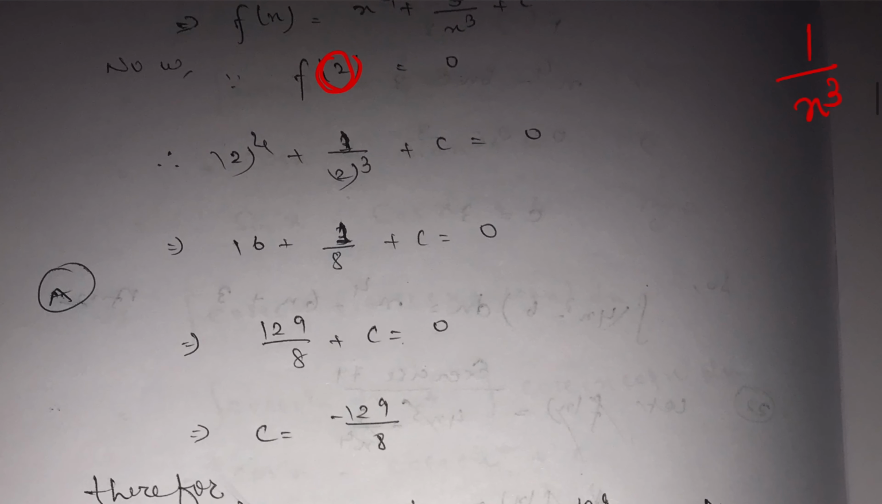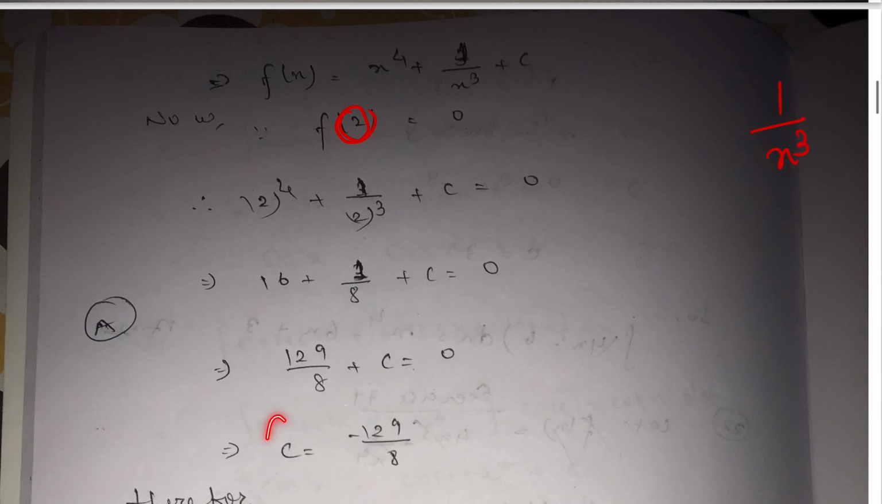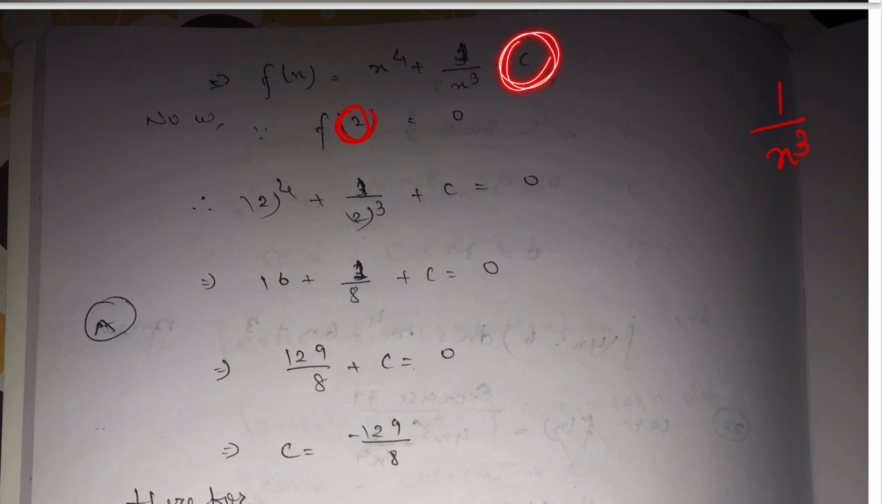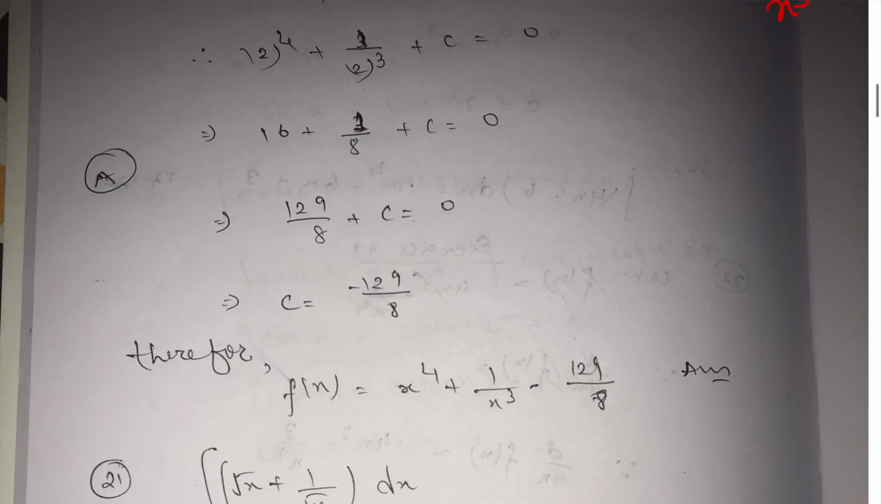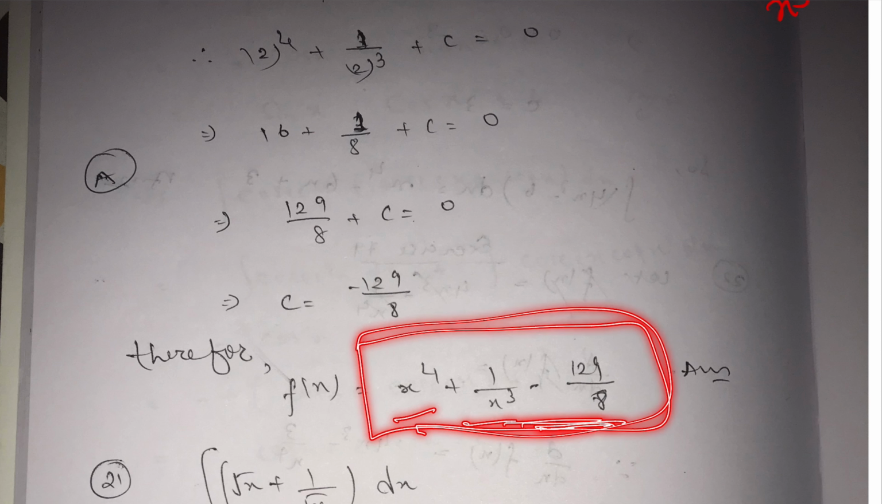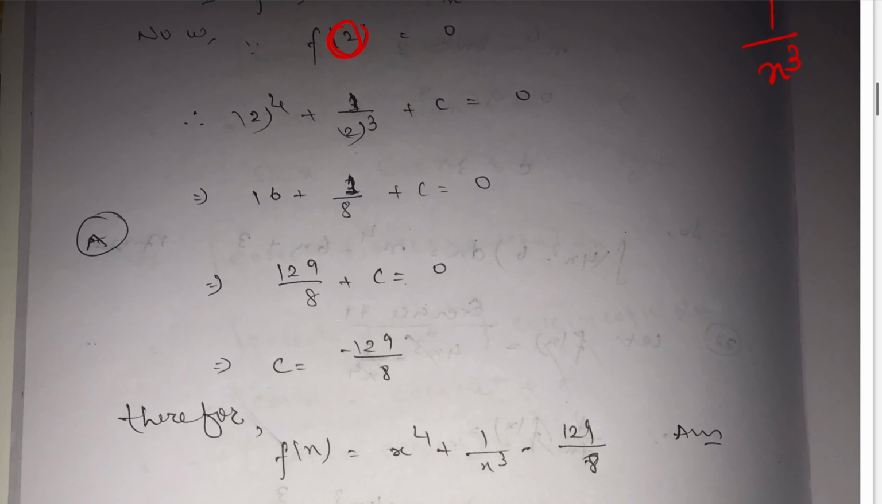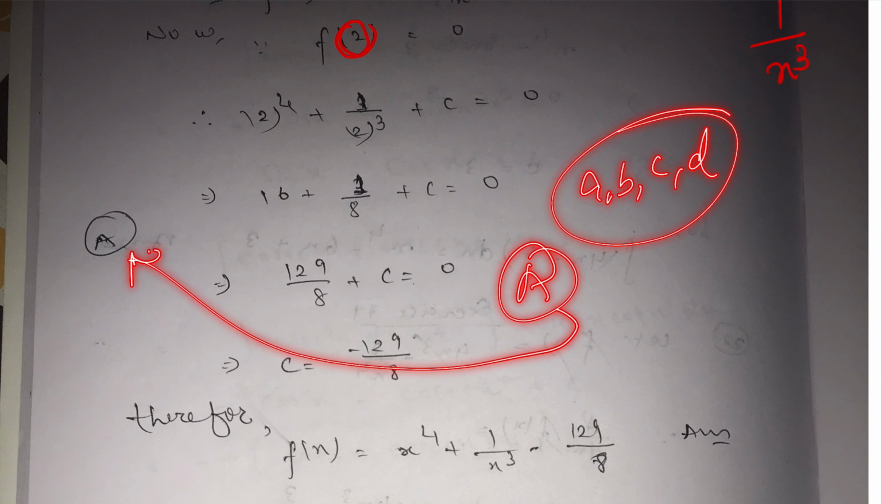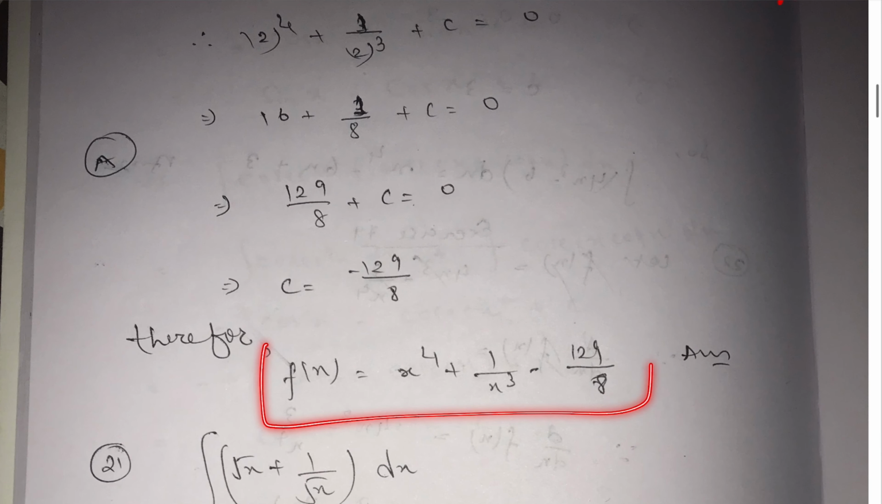Now what we do, we will simply put this value of c in this equation. Here we will put minus 129 by 8. That's it. So our answer will be x to the power 4 plus 1 by x cube minus 129 by 8. That is the answer. So they had given 4 options, A, B, C and D. So option number A matches the answer correctly. That's why our answer is option A.